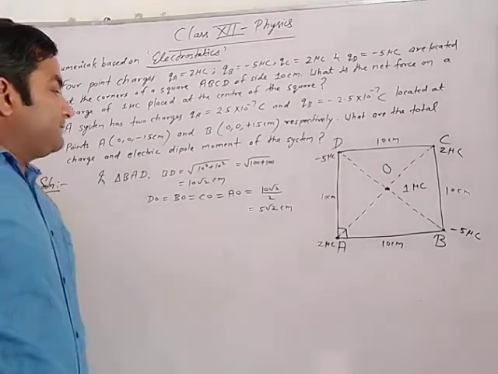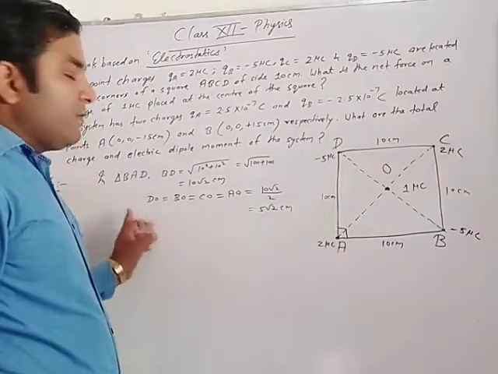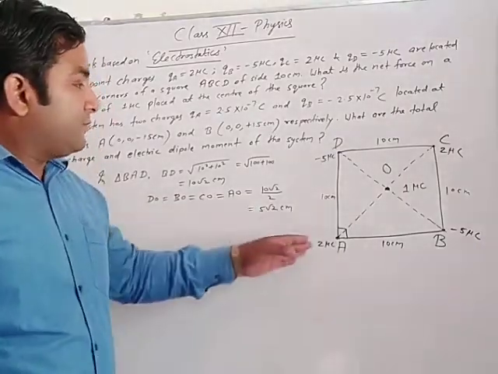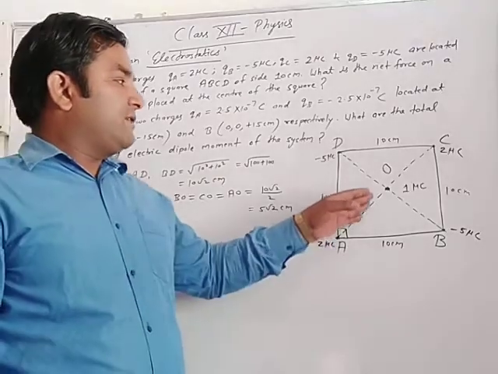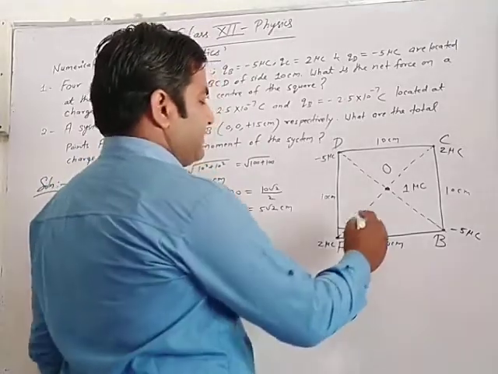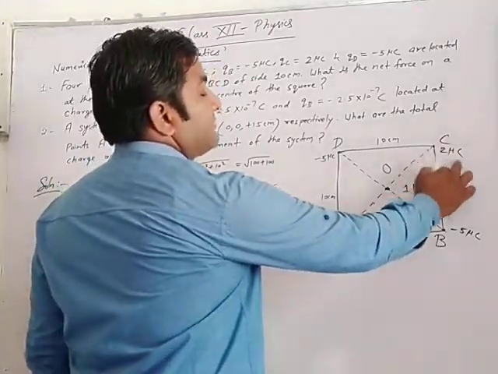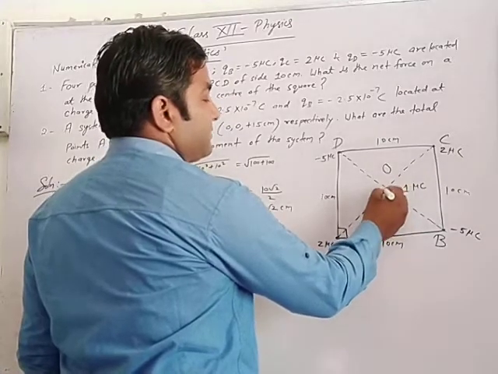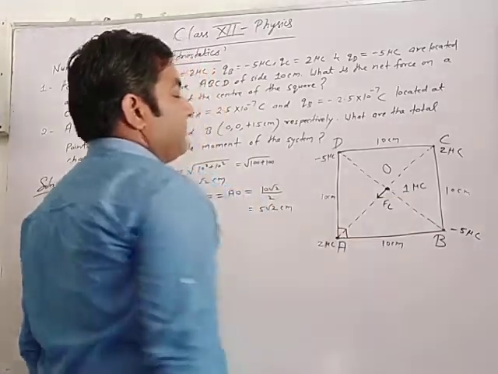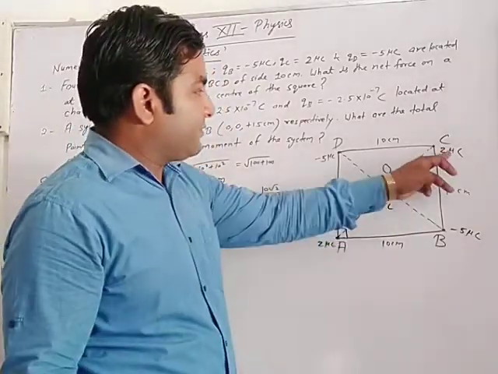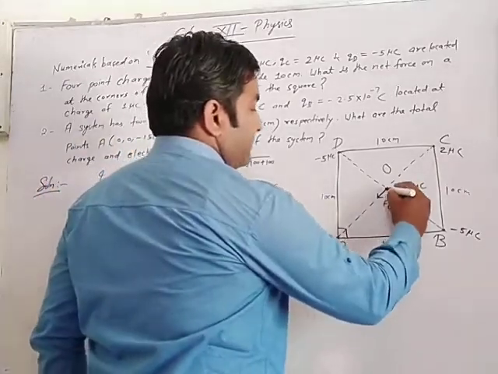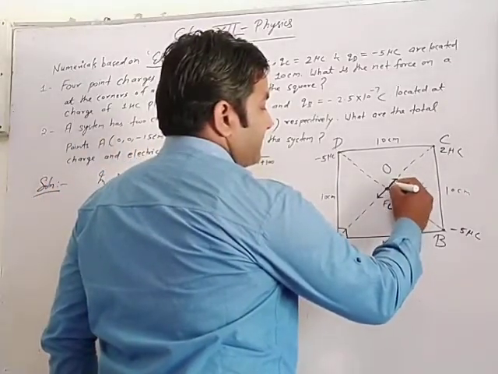Then after this we have to use the concept of force resolution. Whenever an angle is given, we can use force resolution, but here no angle is given. Directly, the force of the 2 microcoulomb charge on the 1 microcoulomb charge, that is FC, is in this direction, because this one is positive and this one is also positive, so it is a repulsive force. Same as FA in this direction. So FA.